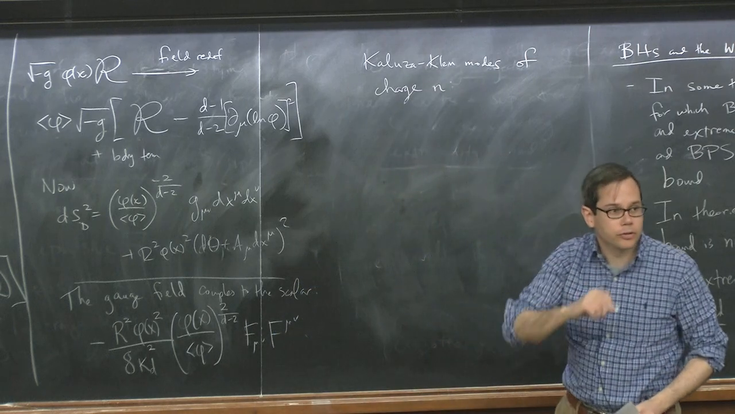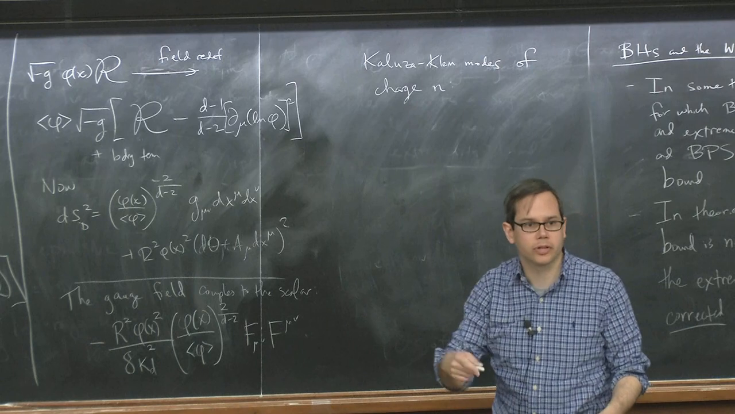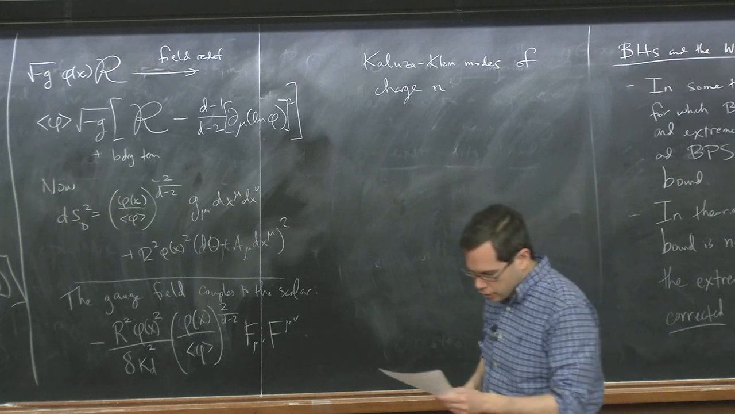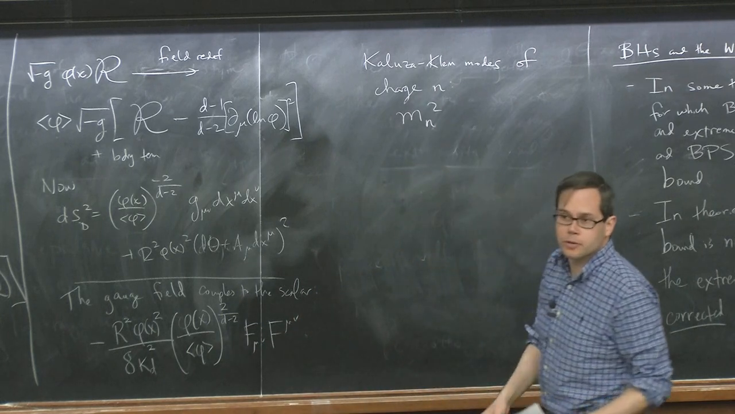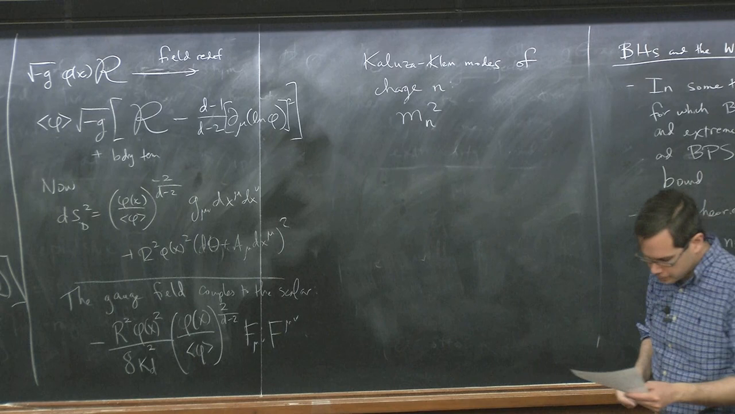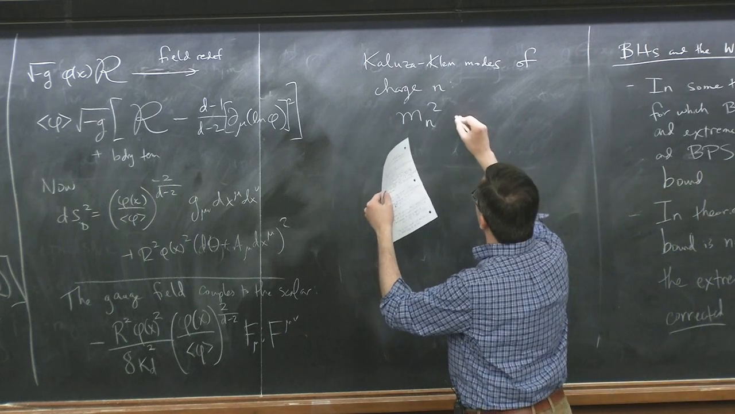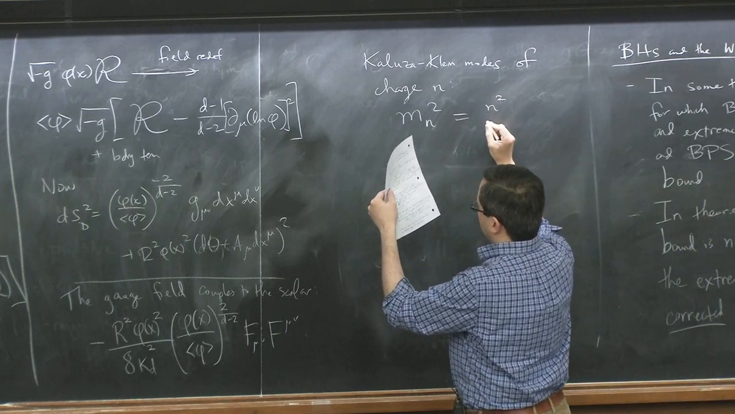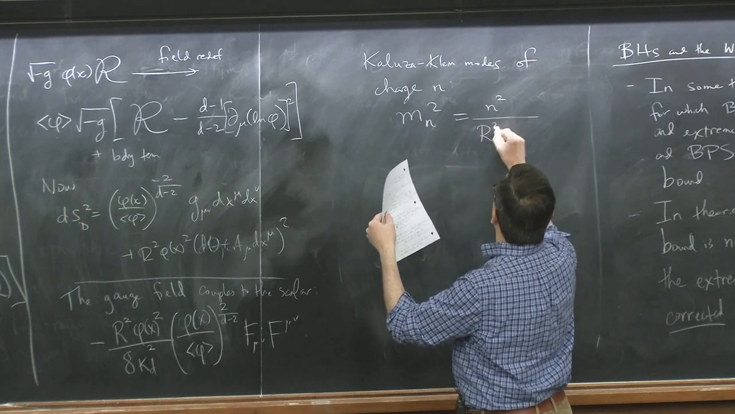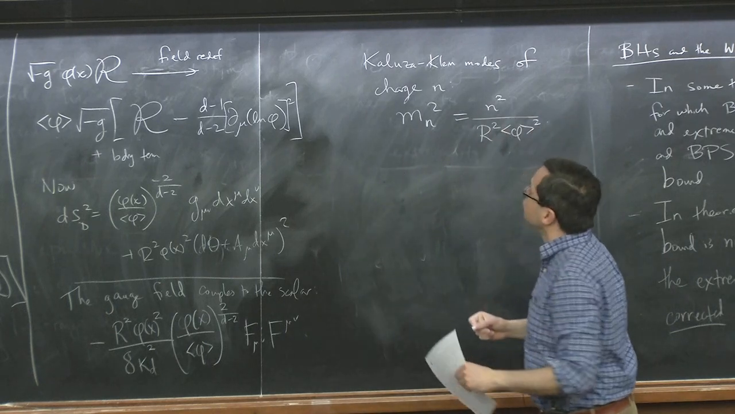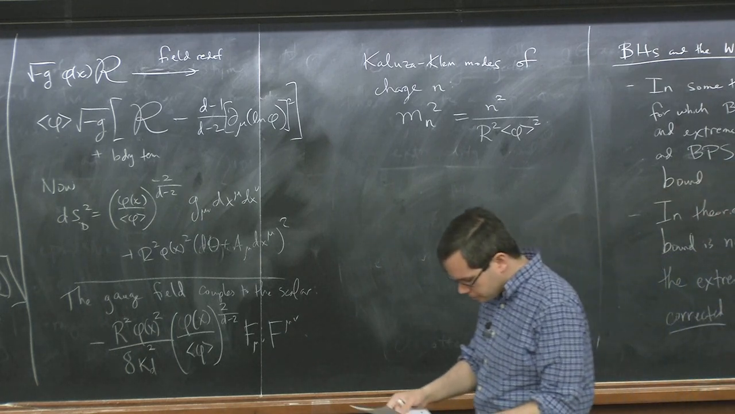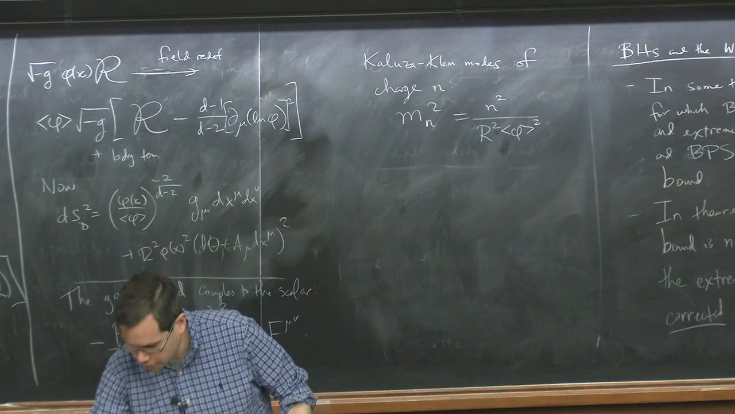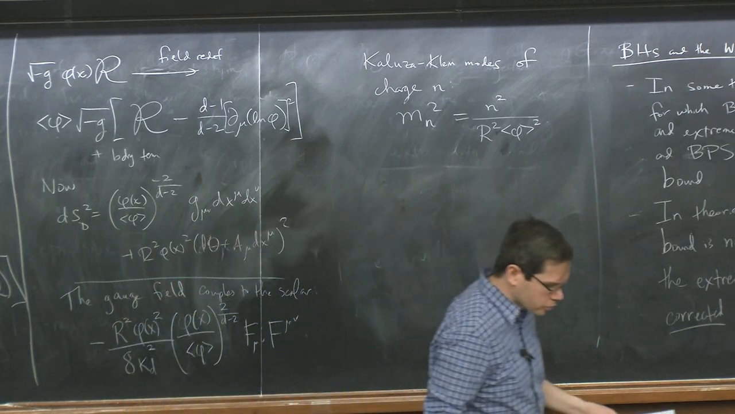In addition to the massless fields that we've been working with, we have the Kaluza-Klein modes, the excitations around the circle. And a mode of Kaluza-Klein charge n, n units of momentum around the circle, has a mass given by n squared divided by the thing that's setting the size of the extra dimension, r squared times the VEV of phi squared. And we have infinitely many of these modes from all the different momentum modes.